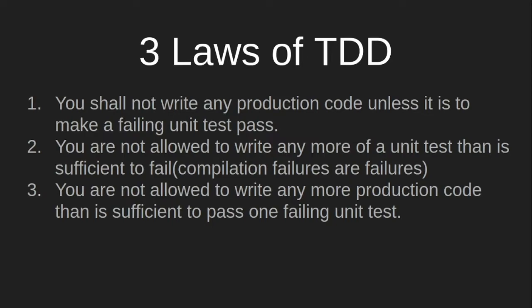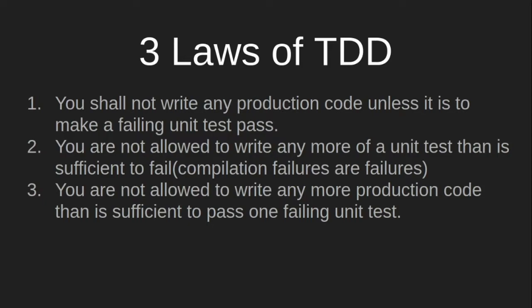The second law says you are not allowed to write any more of a unit test than is sufficient to fail. Compilation failures are failures. When you are writing your first test, how will you know when to stop writing? The moment it begins to fail. Then you'll stop writing the test. You'll go and add the code to fix it. It passes. Again, you'll write the test, it fails, and you fix it and it passes.